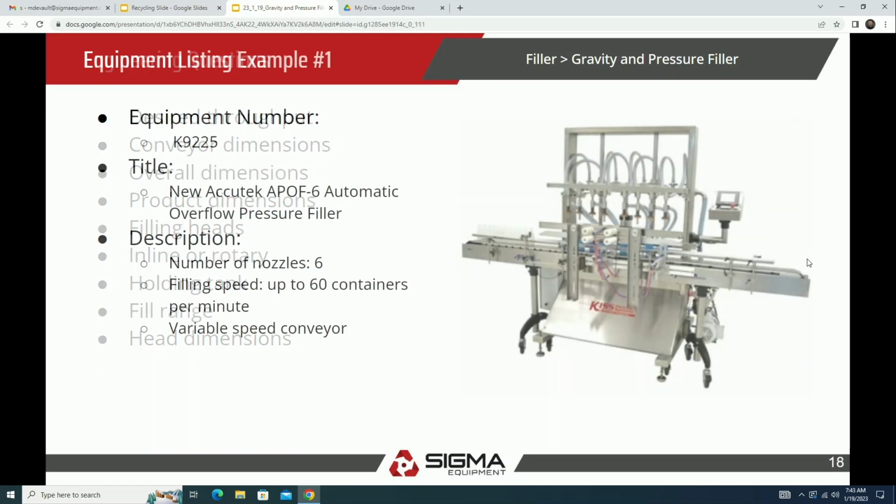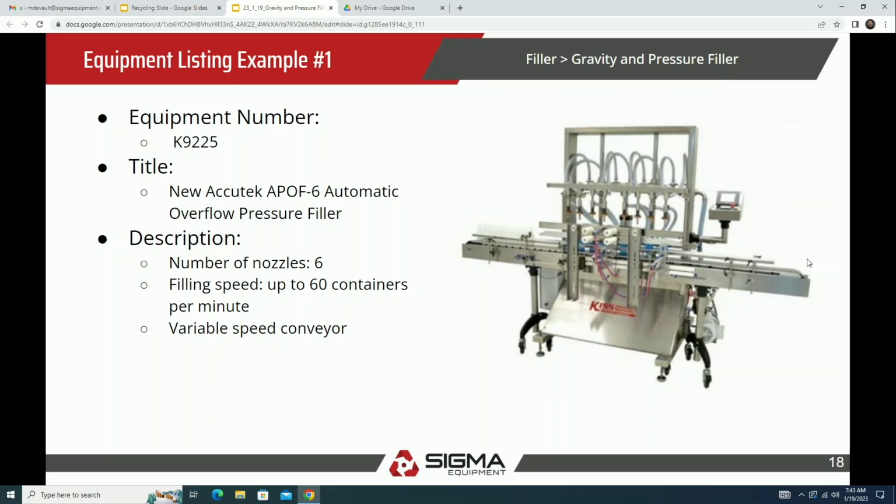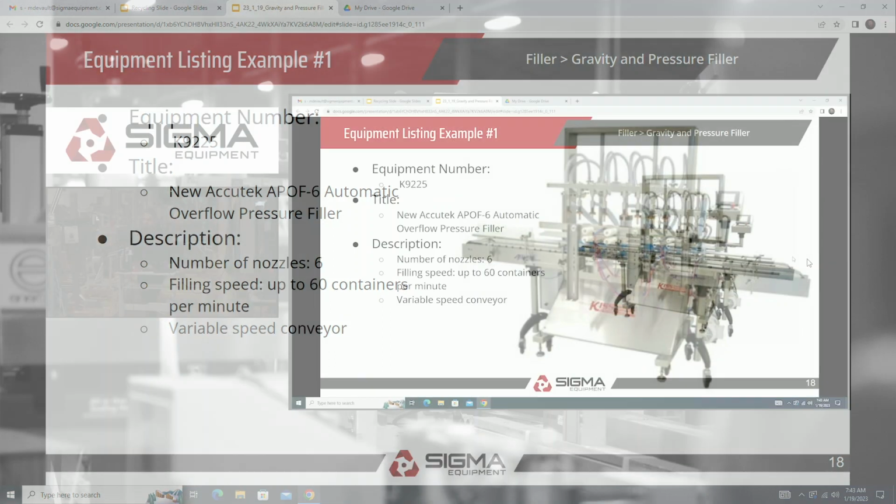Equipment listing example number 1, this is K9225. This is on order. This is a new Accu-Tech APOF6. This is a 6 head nozzle. Filling speed, you're looking at containers up to 60 per minute, and this is going to have a variable speed conveyor on it.